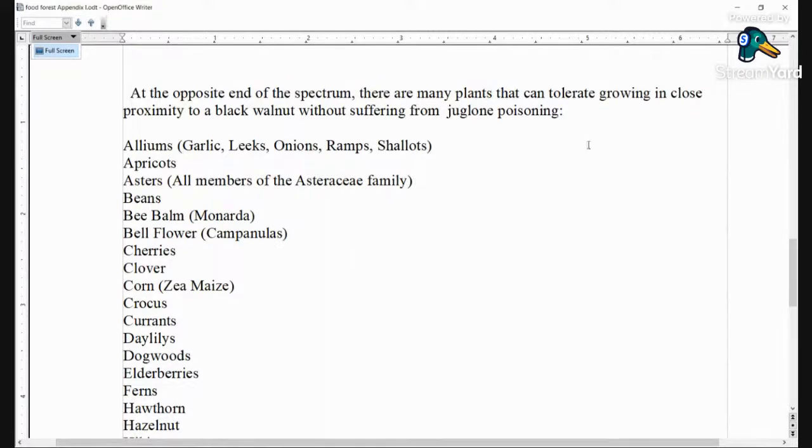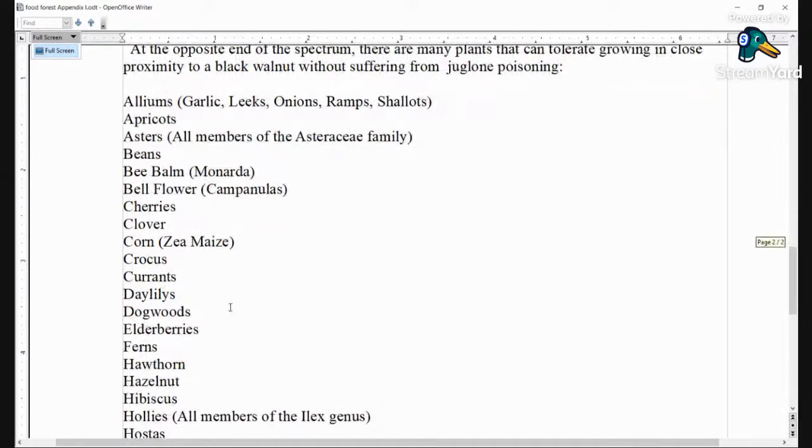At the opposite end of the spectrum, there are many plants that can tolerate growing in close proximity to a black walnut without suffering from juglone poisoning. So that would be your alliums: garlic, leeks, onions, ramps, shallots. Back east in Appalachia, you can find ramps growing underneath black walnuts all day long, and they're happy. Apricots, asters, all members of the Asteraceae family are, as far as I know, immune to juglone. Beans, I know it's an annual, but beans. Bee balm, that's the Monardas. Bellflower, the campanulas, those are all immune. Cherries, and I should probably just go ahead and state that all of your stone fruits are immune from juglone poisoning. Clover, your corn, that's Zea mays, of course.